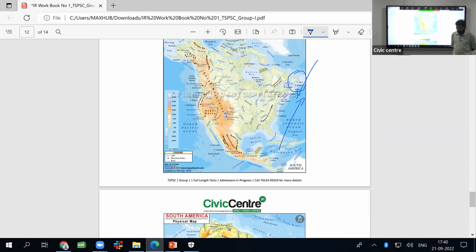Puerto Rico is next to Jamaica. Join them like a triangle. A triangle will form: Miami, Bermuda, Puerto Rico. You can find it on the physical map. In this Bermuda Triangle, we can see the Bahamas.